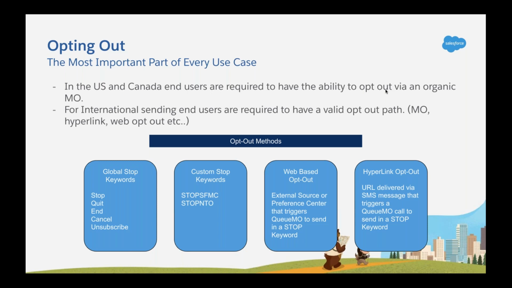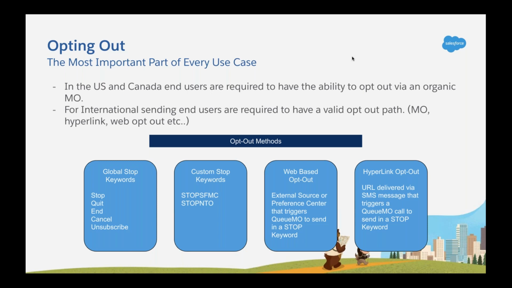All right, opting out, most important part of every use case, and I don't say that in a jesting way. SMS is super heavily regulated, so it's critical that end users have a valid opt-out path. Otherwise, the penalties can get pretty severe depending on what part of the world you happen to be sending into. In the US and Canada, it's actually a requirement that folks can opt out via an organic MO. That's typically a stop keyword. And then for international sending, end users are just required to have a valid opt-out path.